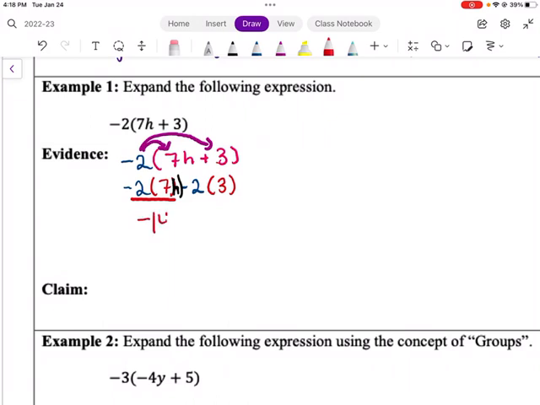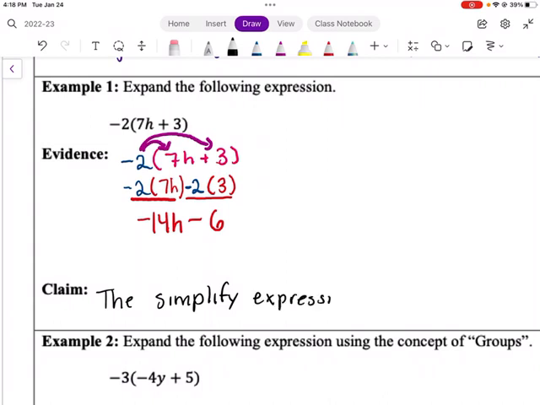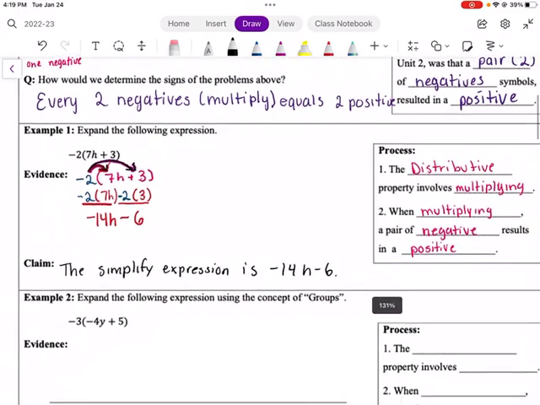-2 times 7, it's -14h. Don't forget the h. -2 times 3 is -6. So what you did is you multiplied. Here, let me clean this up so you can see it, because I know some of you are like, I can't see. It makes 7h. -7. There you go. So the simplified expression is -14h minus 6. When you're distributing, you're multiplying this number and this number. Pause the video if you need to catch up.